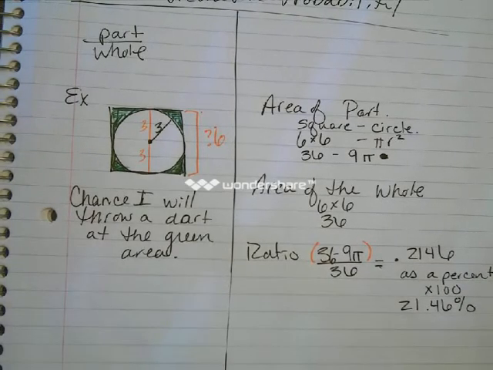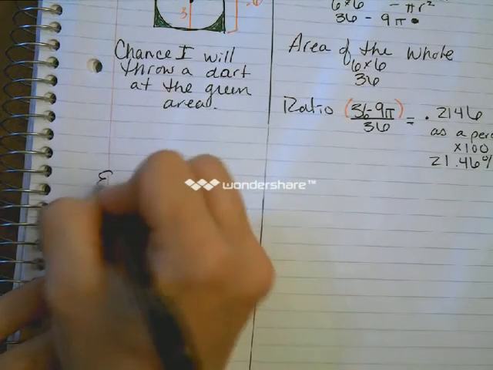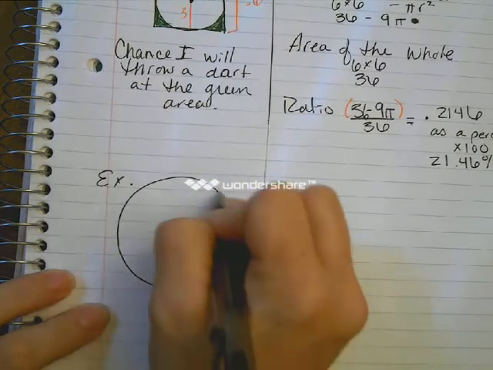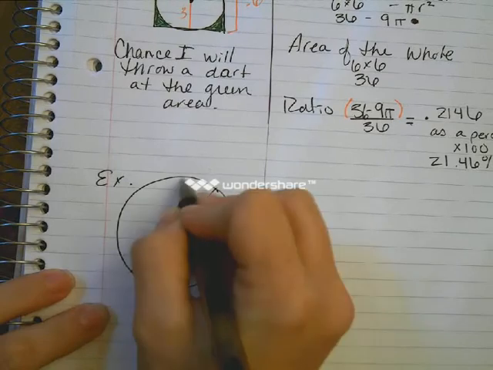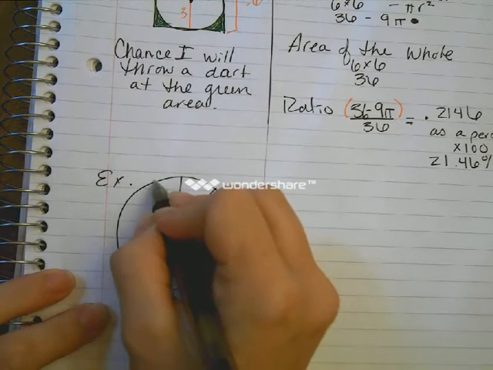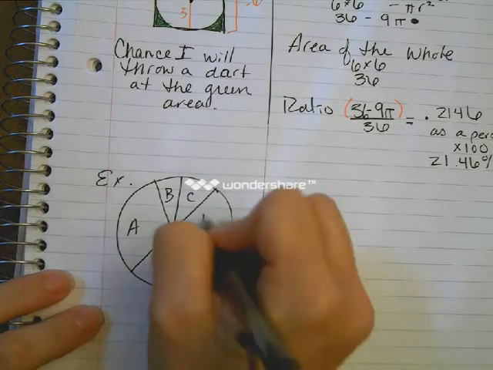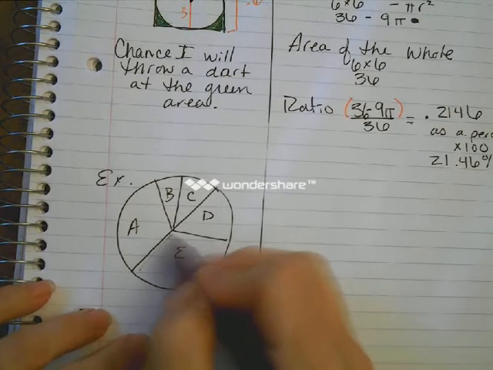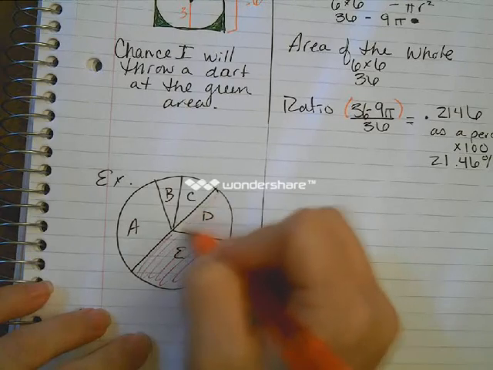Here's another example. Let's say you're playing a board game, okay, and this is the spinner. And all these are different colors.